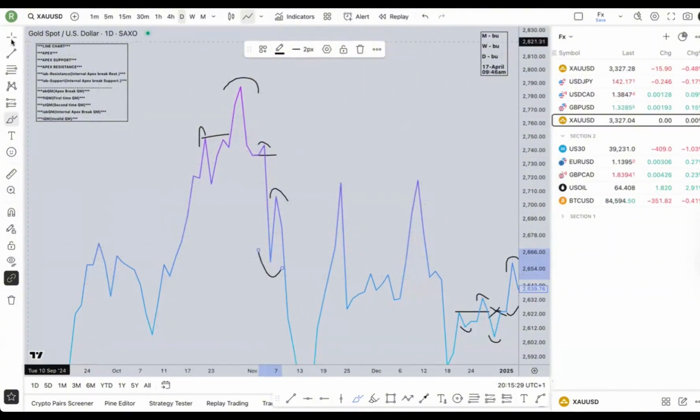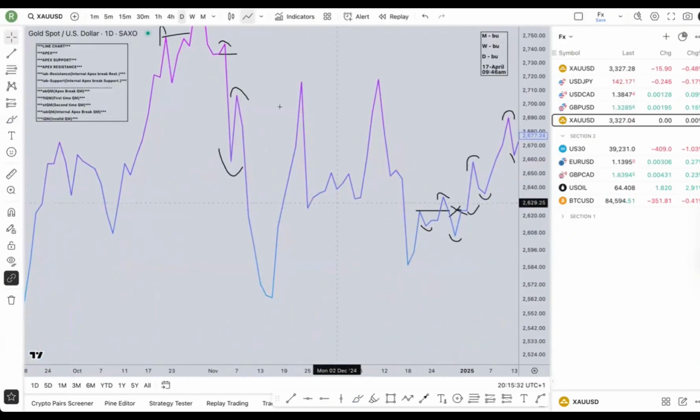Then look at this internal structure here. This resistance here is not valid. This one is not valid. It's an internal, but not valid because it did not lead to any breakout. But this other one here is valid because it led to a breakout. This support here is internal, also valid because it led to a breakout. This support here is internal, but not valid because it did not lead to any breakout.